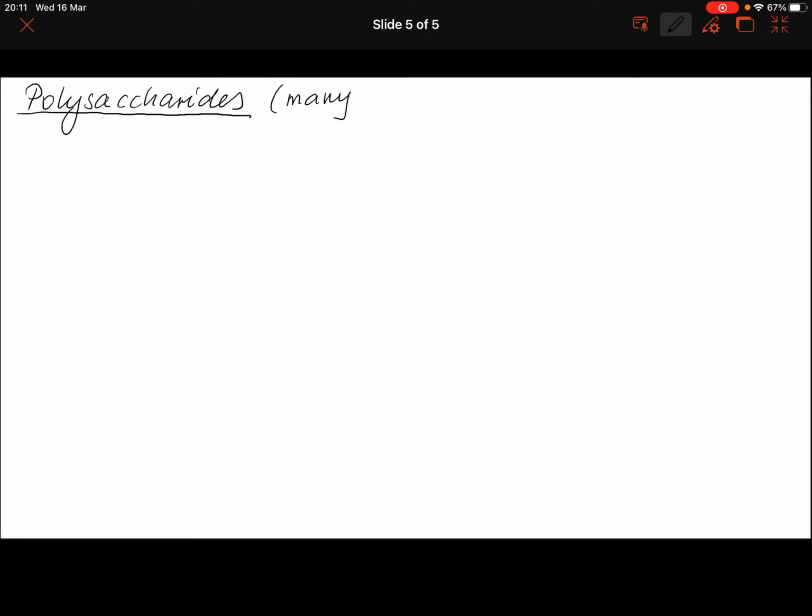Poly, as the word stands for, means many. So there will be many monosaccharides joined by the condensation reaction, which is removal of water that allows the formation of the glycosidic bonds. So in terms of our specification, we need to be able to talk about three polysaccharides. Those polysaccharides are starch.